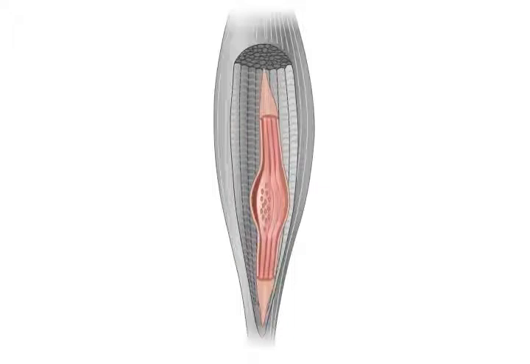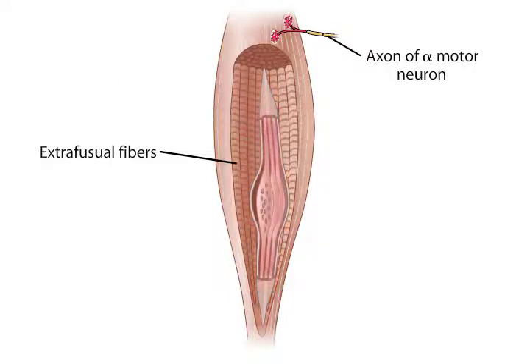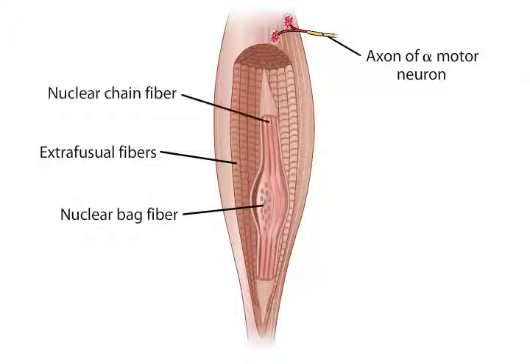The spindles comprise 8 to 10 intrafusal fibers arranged in parallel with the extrafusal fibers. The extrafusal muscle fibers make up the bulk of the muscle and are innervated by alpha motor neurons. There are two structural and functional classes of intrafusal fibers: the nuclear bag fibers and the nuclear chain fibers. These fibers differ in the position of their nuclei, the intrinsic architecture of their myofibrils, and their dynamic sensitivity to stretch.